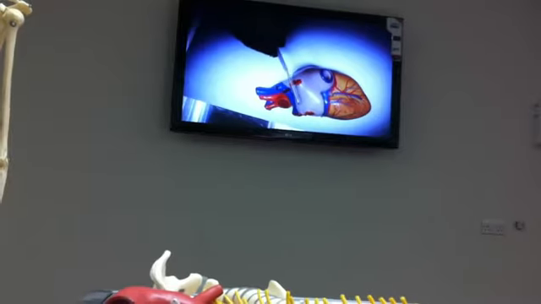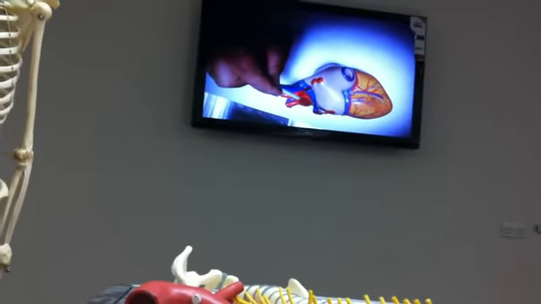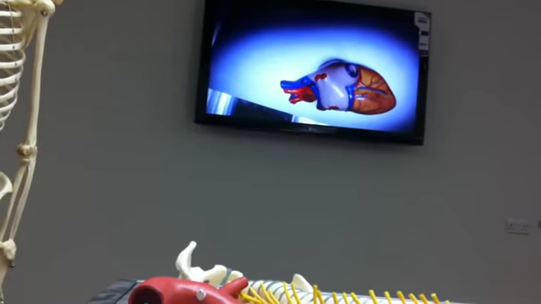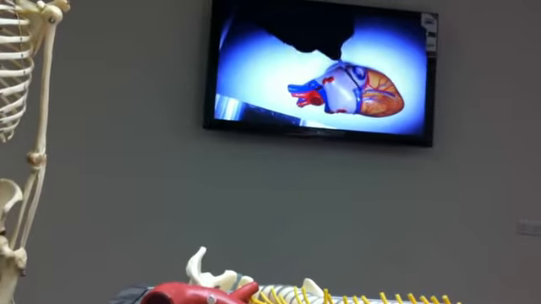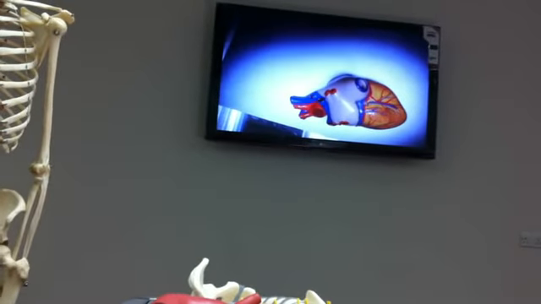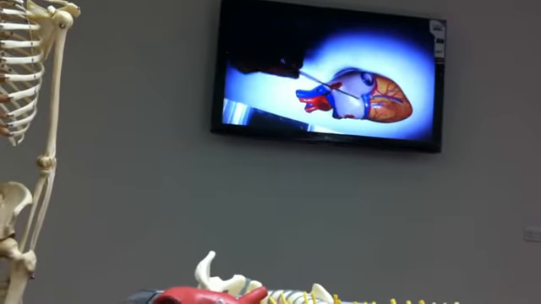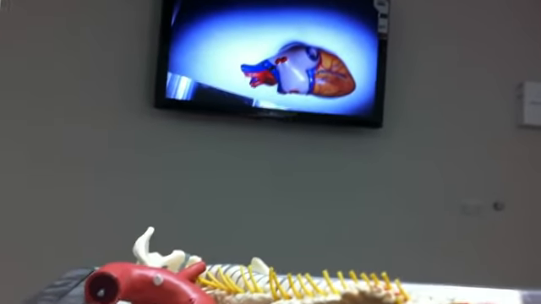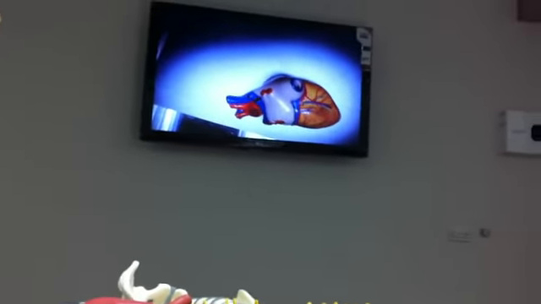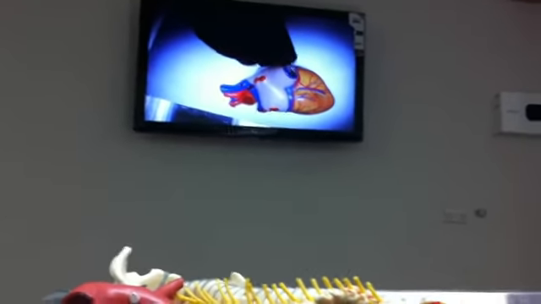Right? And this is the left atrium, while this is the left pulmonary vein. You see here a vein. This vein is called the coronary sinus. And this artery is called the circumflex coronary artery. And this is the right coronary artery.